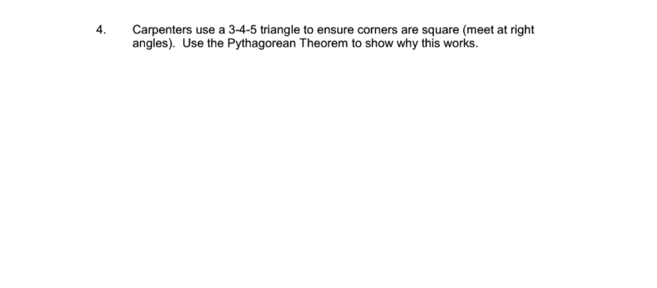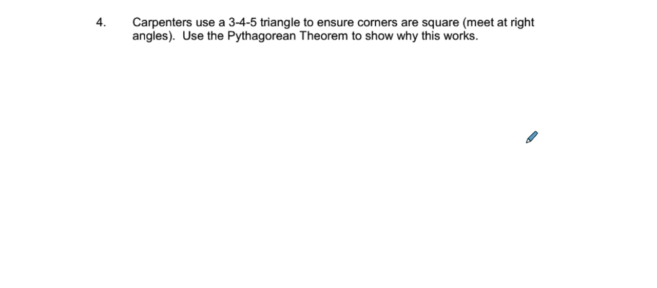Example number 4. Carpenters use a 3, 4, 5 triangle to ensure corners are square. So that means that they meet at right angles, so 90 degrees. Use Pythagorean theorem to show why this works. So we're going to draw a triangle. And one side is going to be 3, one side is going to be 4, and we know that our hypotenuse has to be 5 because it's the longest side of my right angle triangle.